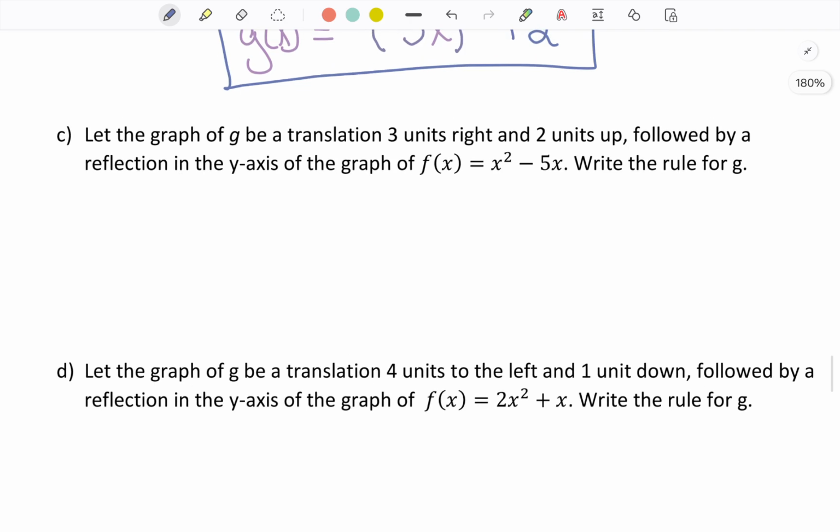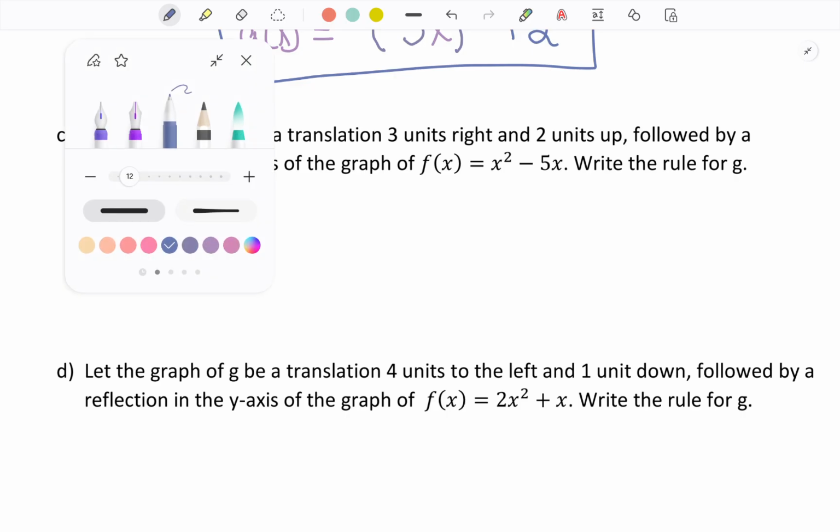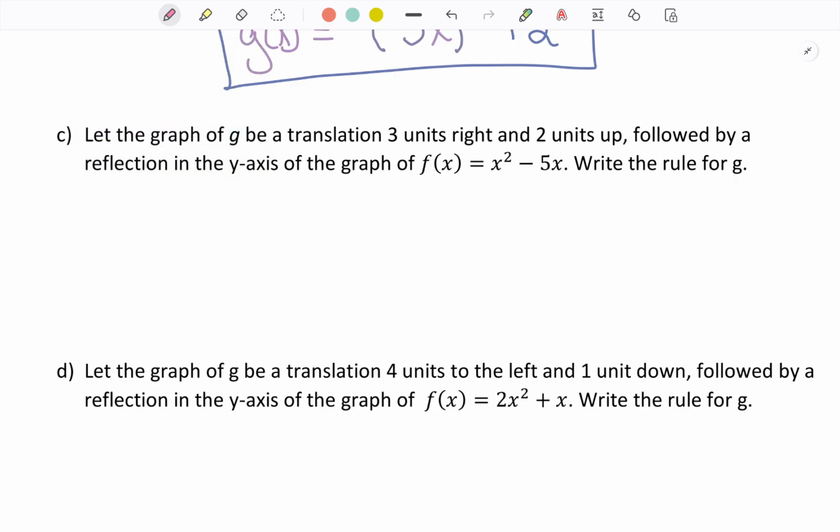Now, C is going to be a little bit stickier because we are not going from the parent function. And sometimes this happens. Sometimes you don't start out with the parent function. So these last couple of examples are going to look like that. So we're going to let G be a translation 3 units to the right and 2 units up, followed by a reflection in the y-axis of the graph of f of x equals x squared minus 5x.